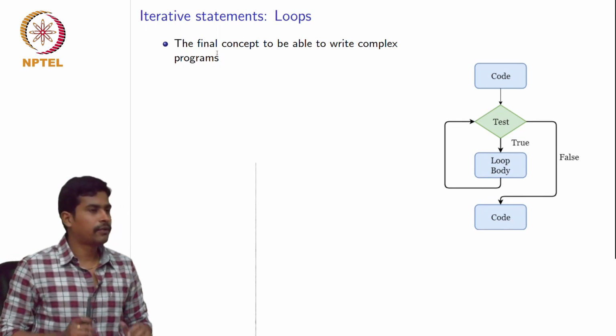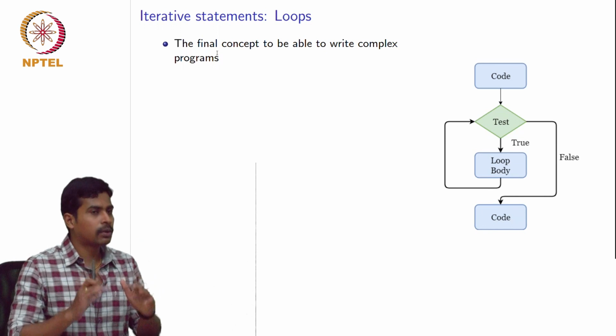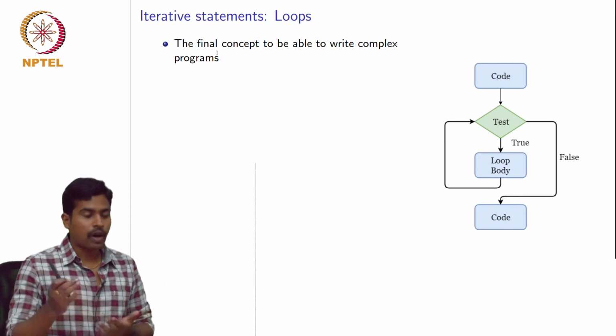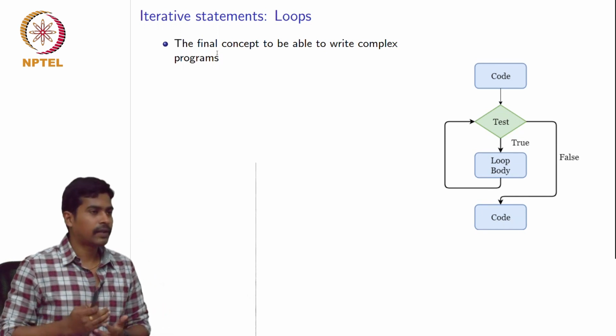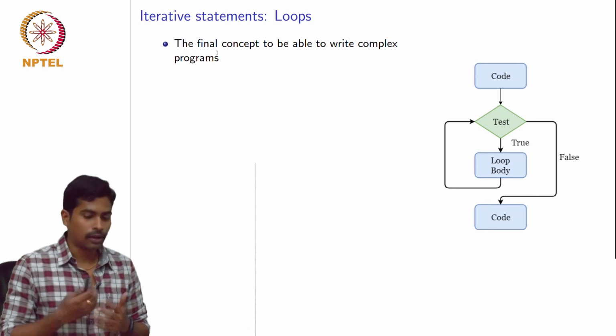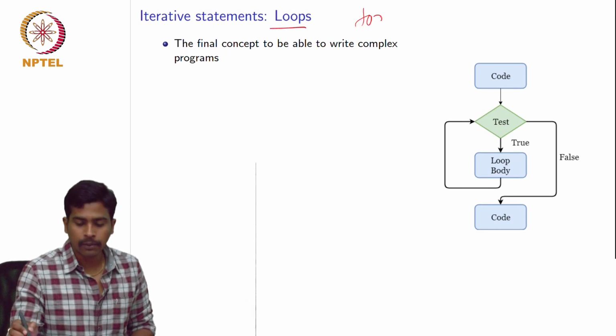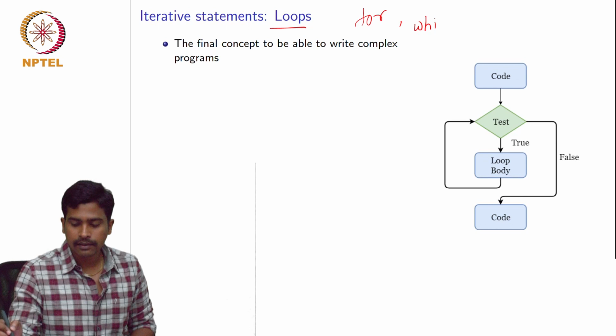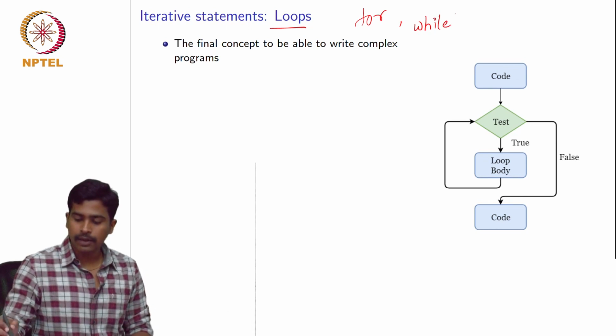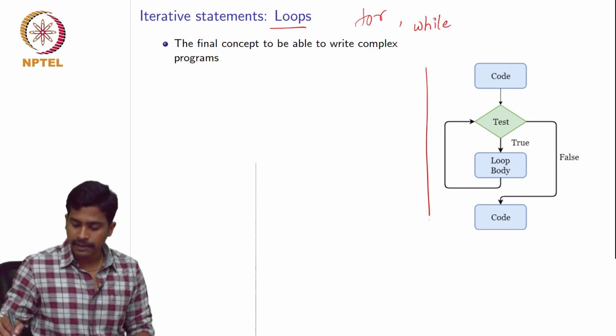As I said before, if you have a block of code that you want to run multiple number of times, instead of copying the same code so many times, you can use these iterative or looping statements. In Python we have two different types of loop statements. One is the for loop and the other one is the while loop.